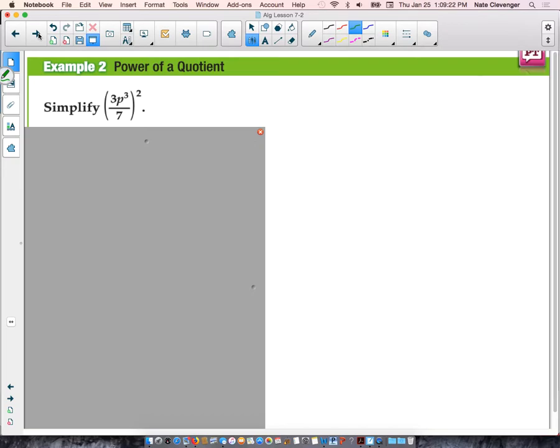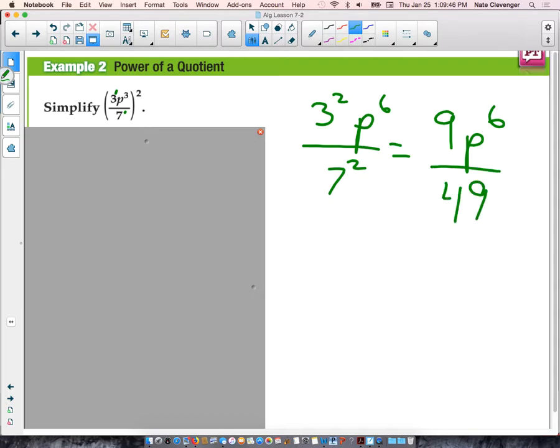So we're going to take that exponent and multiply it times each exponent inside. You have 3 to the first and a 7 to the first. So that's going to be 3 squared p to the 6th over 7 squared. Then you have 9 p to the 6th over 49. There isn't any way to simplify that one down any farther. We can just leave that alone.